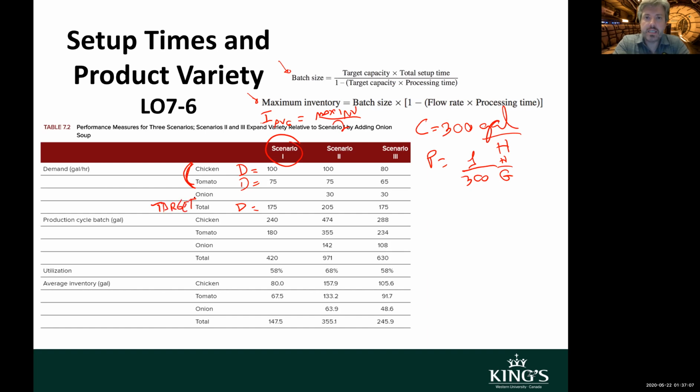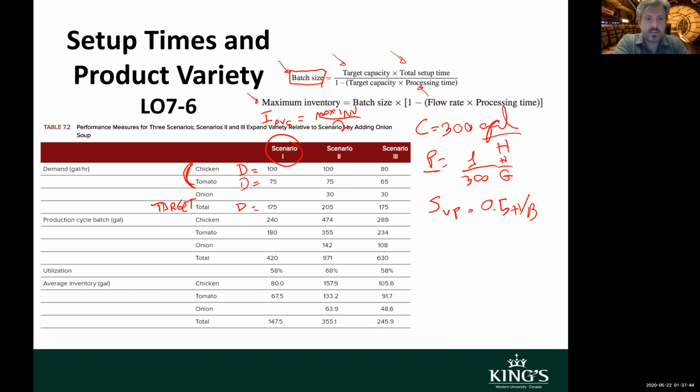capacity, okay? So if I know what my target capacity is, I know what my processing time is, all I need to know now is my setup time, and for this one particular example, the book says that the setup time is half an hour per batch. Okay, so now I have all the information I need to figure out what the batch size will be like. I have my target capacity, I have my total setup time, I have my processing time.